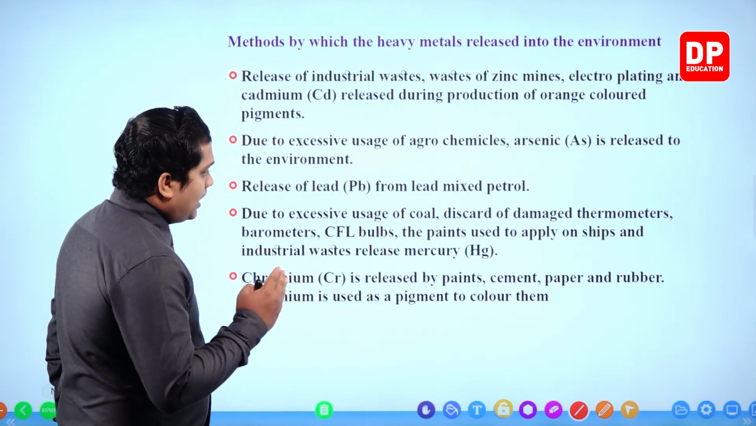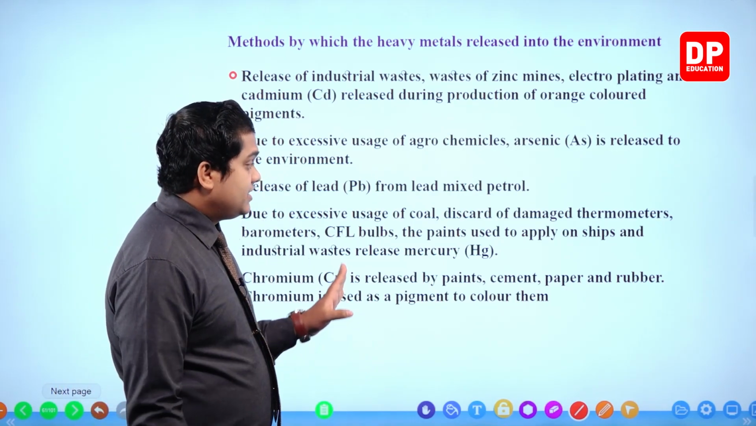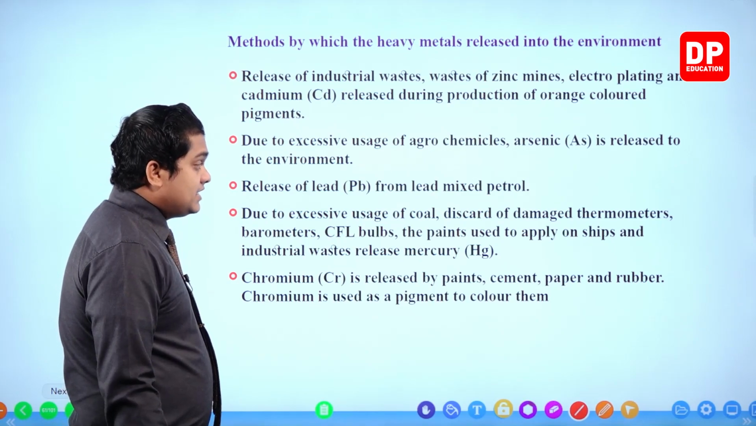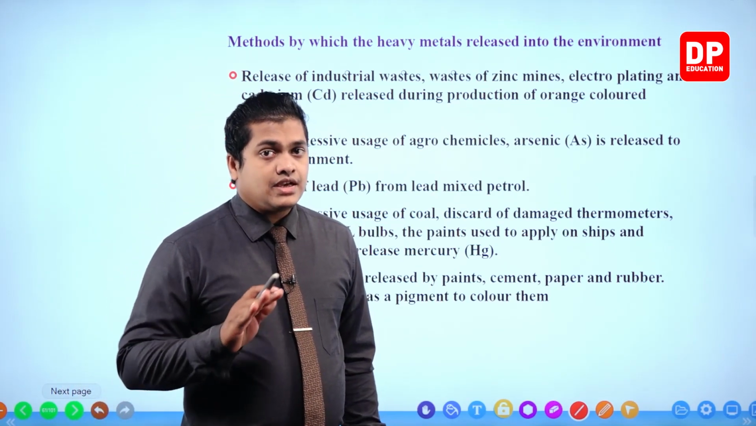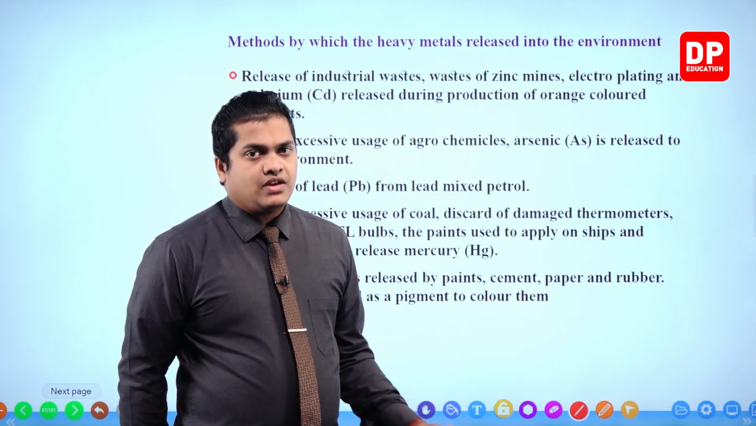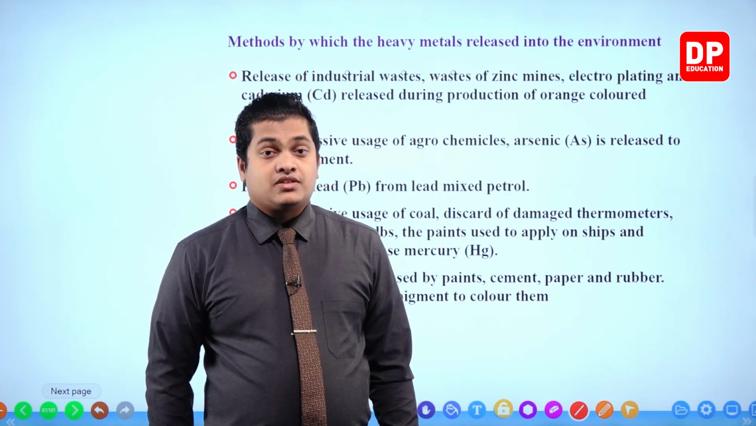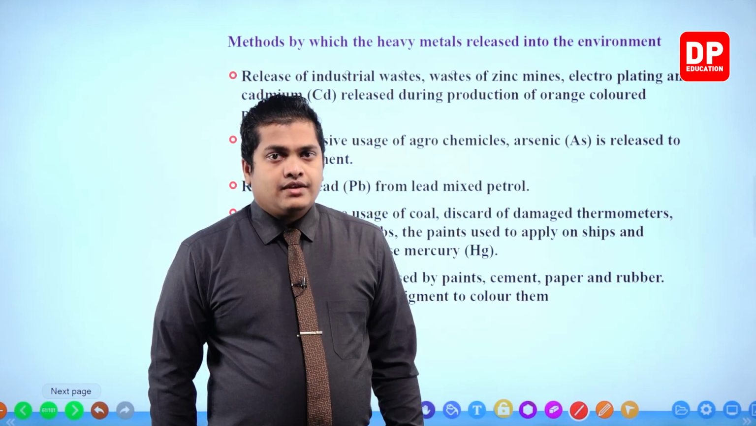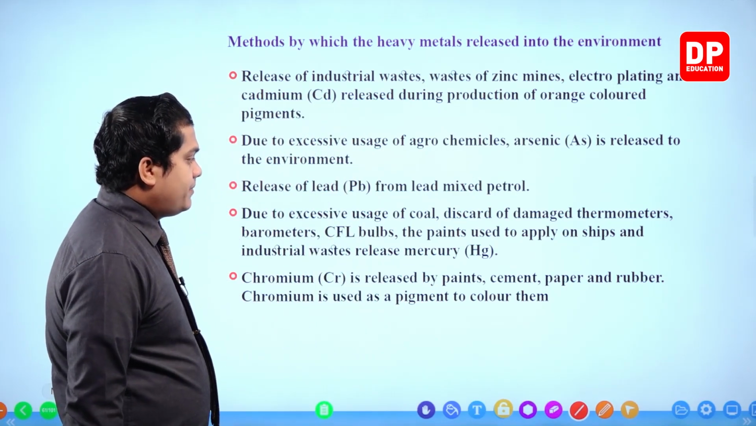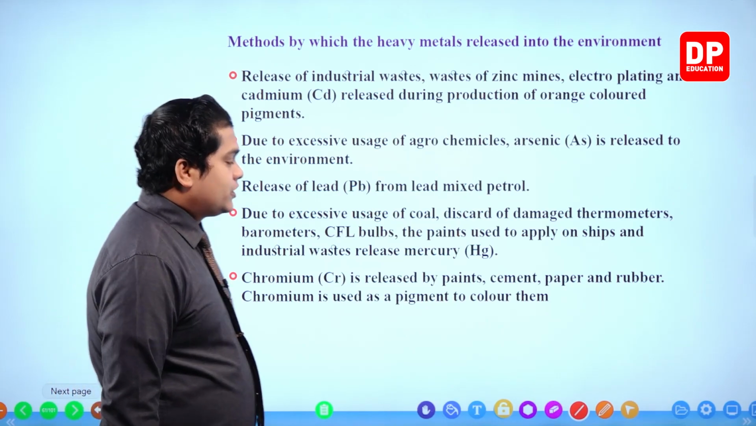So discarding of these damaged thermometers, barometers, CFL bulbs, and, my dear children, another thing is some paints. In some paints also we use mercury, which I apply on ships. And these industrial wastes or these kinds of waste will release mercury to the environment. If you dispose of these wastes into the environment, definitely mercury will be added to the environment. That is why, my dear children, you are advised not to throw these kinds of bulbs into the environment, especially CFL bulbs, because these things will add mercury, the heavy metal, to the environment. Okay, then the next one. Chromium is released by paints, cement, paper and rubber. Chromium is used as a pigment to color them. So the chrome color, right?